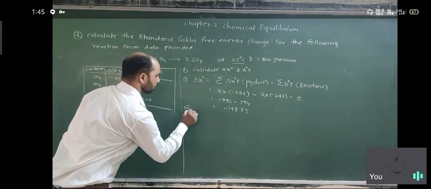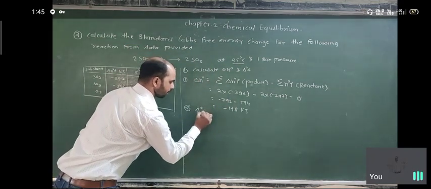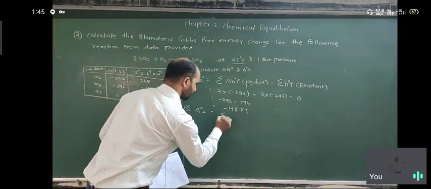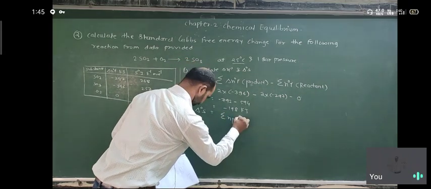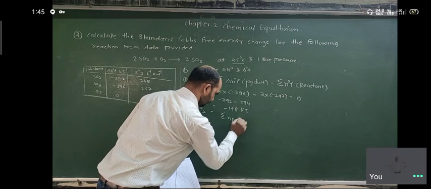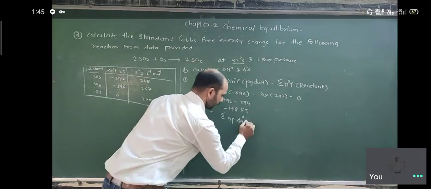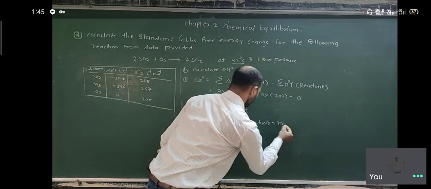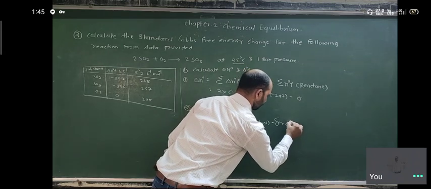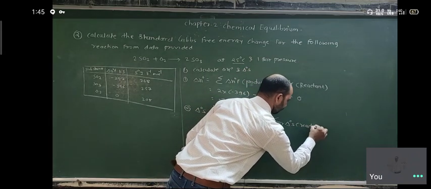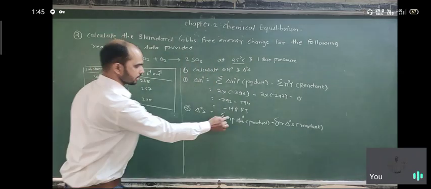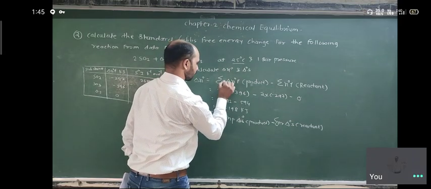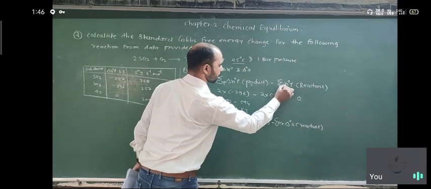Secondly, we calculate the change in standard entropy. Again we use the same formula. Here it is the sum of NP times the standard entropy of the products minus the sum of NR times the standard entropy of the reactants. You can consider NP and NR here.